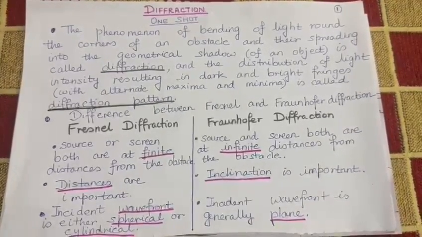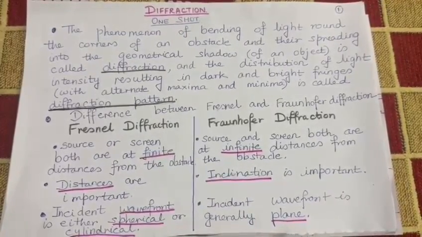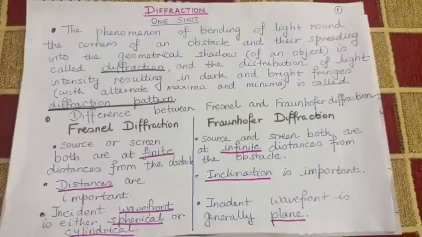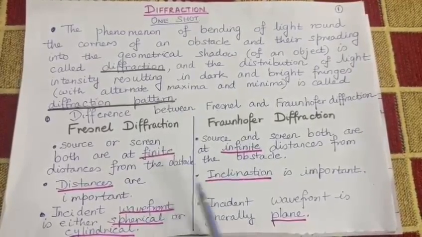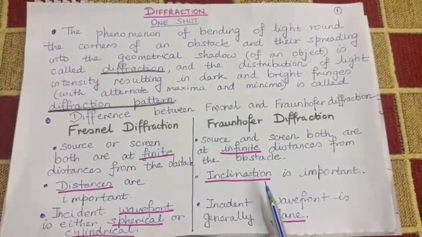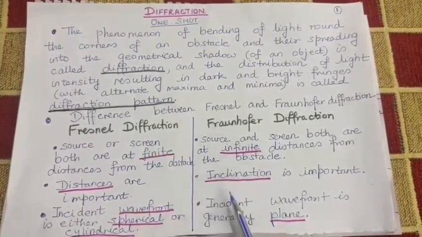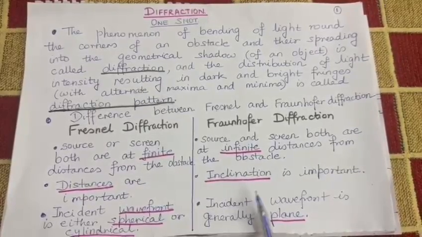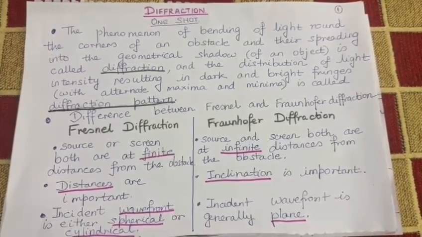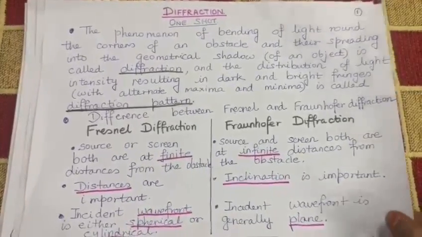A very common question asked is to give differences between the Fresnel class of diffraction and the Fraunhofer class of diffraction. In Fresnel class, the source and screen are both at finite distance, whereas the source and screen are at infinite distance from the obstacle in Fraunhofer class. In Fresnel class, distances are important. In Fraunhofer, inclination is important. In Fresnel class of diffraction, the wavefront incident is either spherical or cylindrical, and in Fraunhofer class, the wavefront is generally plane.